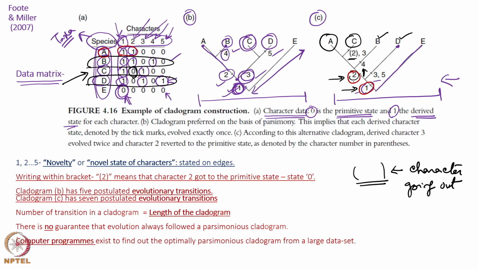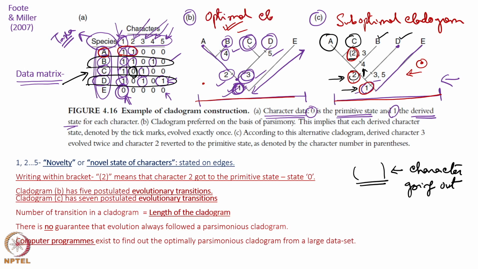Now, by doing these 2 possible cladogram groupings, we are finally saying that this is the most parsimonious solution, because here we utilized each character only once, whereas here we not only utilized each character once, but then we had to delete one character. Since that extra step is required, this is the suboptimal cladogram, and this one is the optimal cladogram.